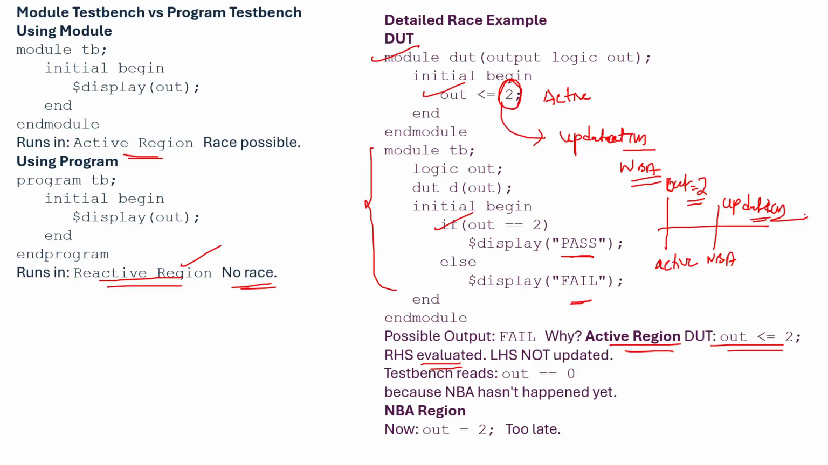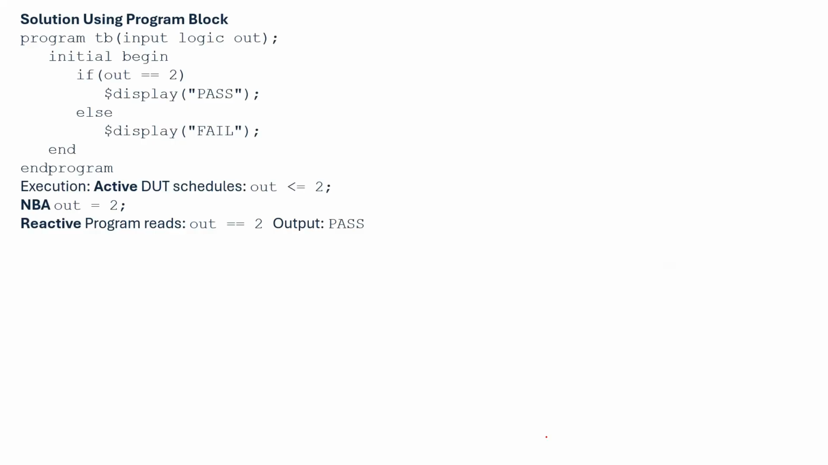So I have not updated the value yet, then you are not receiving the value. That is the problem. So I may get the output as 0 here, because NBA hasn't happened yet, and the NBA region output equal to 2 will be too late. So I'm not receiving the value of output equal to 2 at my test bench. I'm receiving the 0 only, similar to seeing that initial condition only.